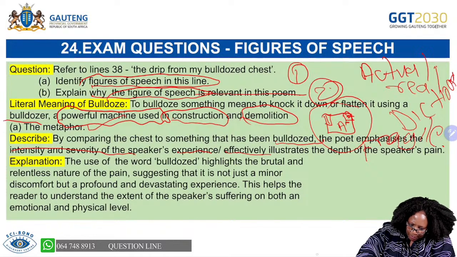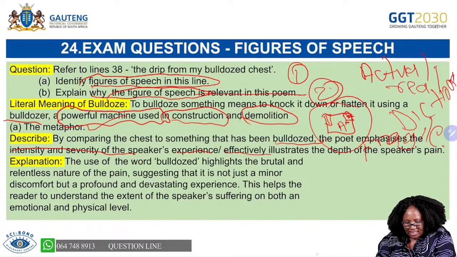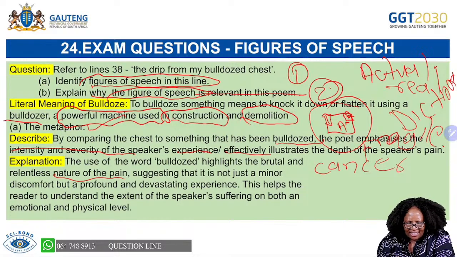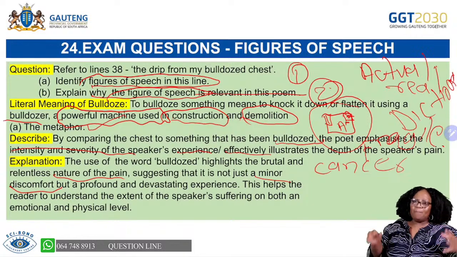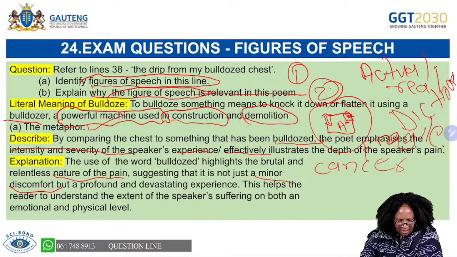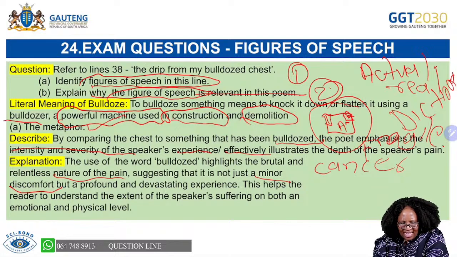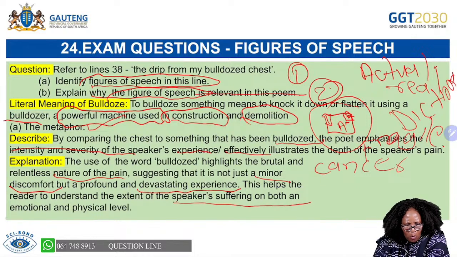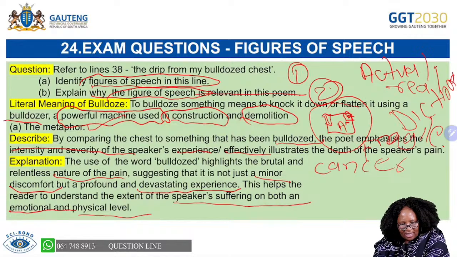It's under construction. It's going to be demolished. The use of the word bulldozed highlights the brutal and relentless nature of the pain. Remember, this poor woman is suffering from cancer, suggesting it is not just a minor discomfort. If you have a little pain on your finger, but this time it's something going on in her body, and that's emotional and that's physical, and has a profound and devastating effect. This helps the reader to understand the extent of the speaker's suffering on both an emotional and physical level.